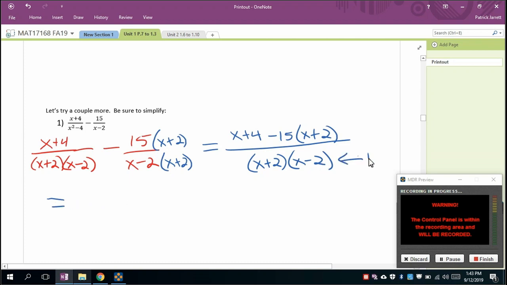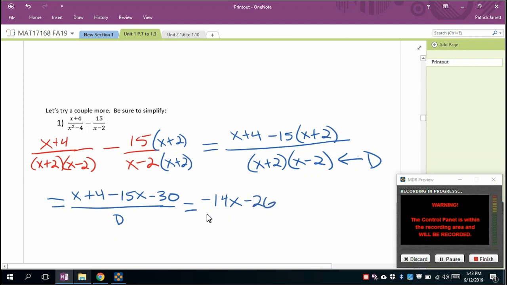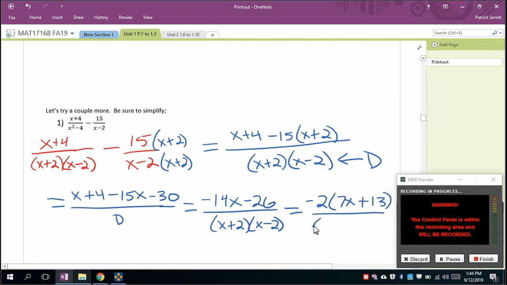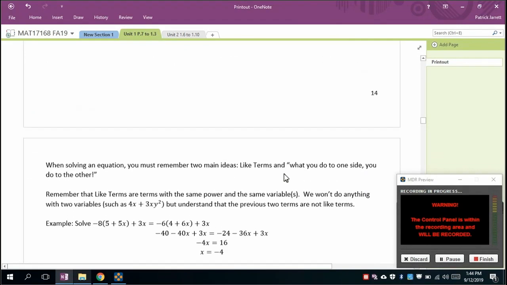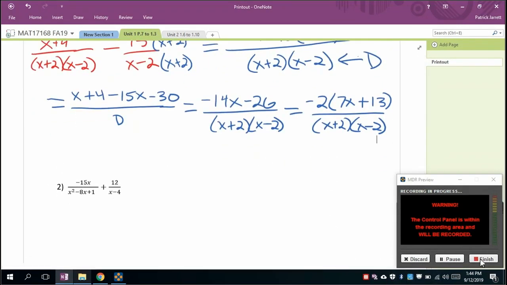I'll just call this the denominator for the time being to make things a little quicker. x plus 4 minus 15x minus 30 over the denominator. And it saves you a couple of seconds. So we'll have negative 14x minus 26. And that's as simplified as it gets. So we'll just rewrite the denominator one more time. Theoretically, you can take a 2 out of the numerator, or a negative 2. In that case, you would have 7x plus 13 over x plus 2, x minus 2. Now, we're going to be doing this when we solve equations, so you really need to know this. We'll do that number 2 in class. So that is it for all the preliminary material.